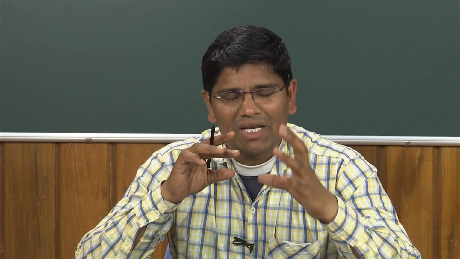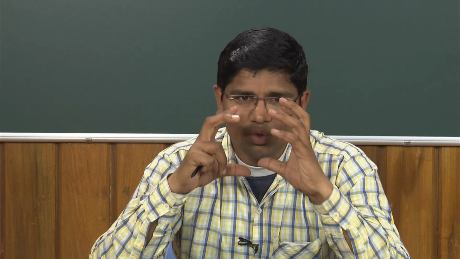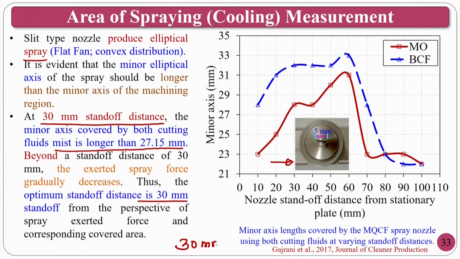That means from the thermal image we calculate the minor axis that I want, and the minor axis is calculated from the spraying. From those two things, beyond which I don't want, because as the distance increases, force is going to reduce. I want the force, and at the same time I want the minor axis to be covered. For that purpose 30 mm is considered from these two points. We have to consider the minor axis in both, because we are going to compare them.